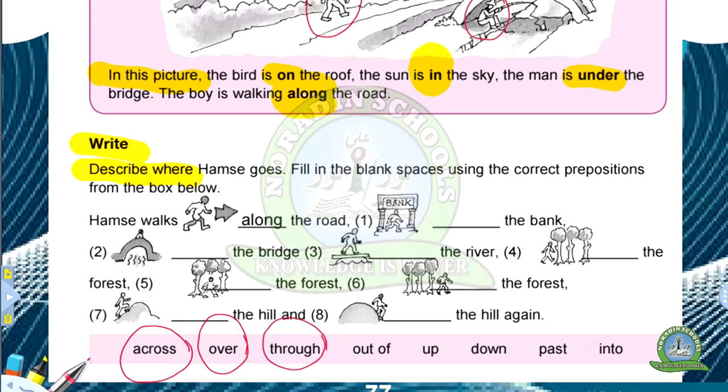And the fourth word in the box is the word out of.